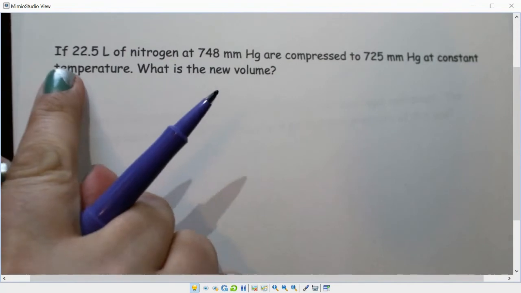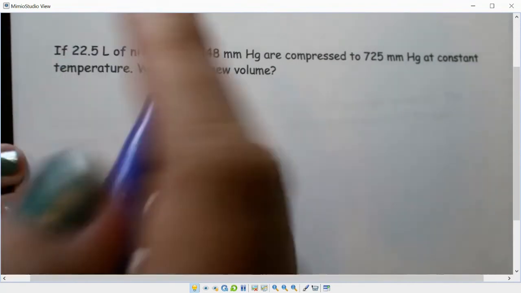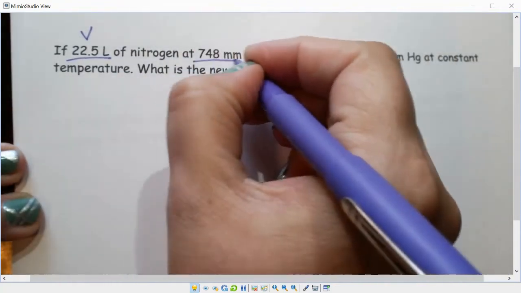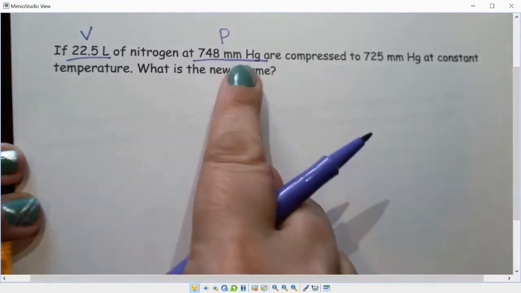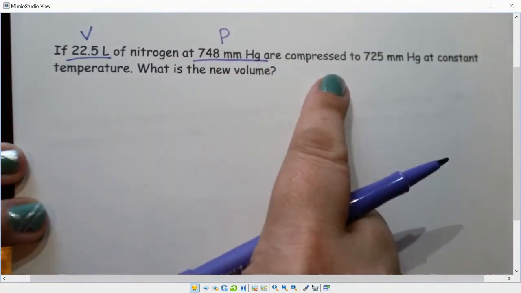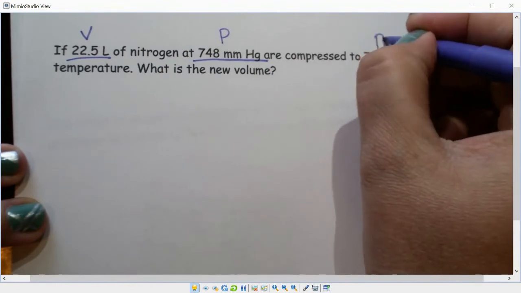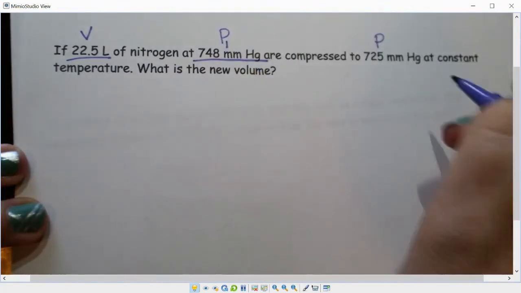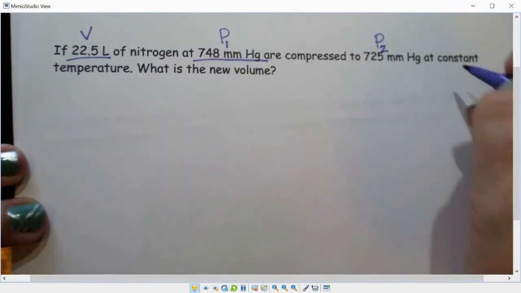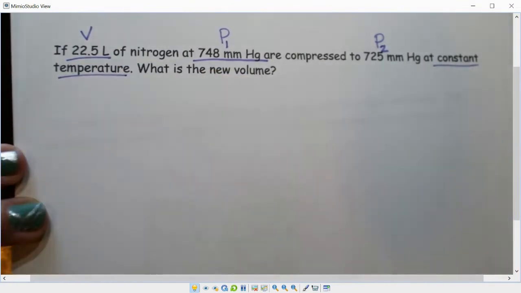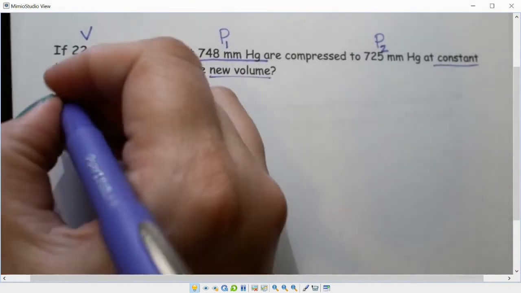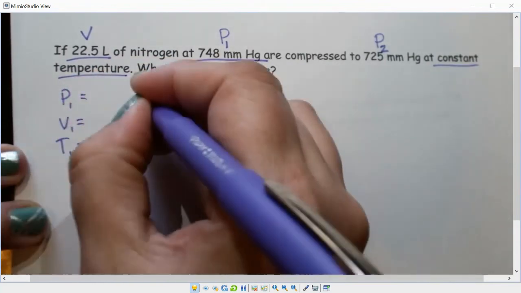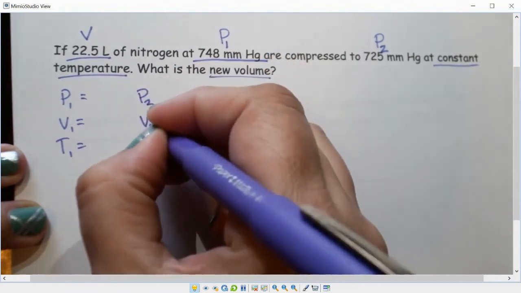So here we have a question that says if 22.5 liters, so that is a volume, of nitrogen at 748 millimeters mercury, that is a pressure, and I know that because of the unit, are compressed to 725 millimeters mercury. That is another pressure, so here's my initial, here's my final pressure. At constant temperature, that's important, what is the new volume? So again, we'll make a list. P1, V1, T1, P2, V2, T2.